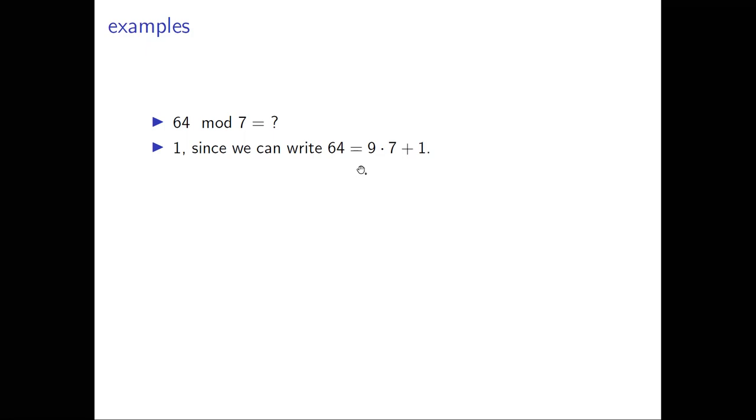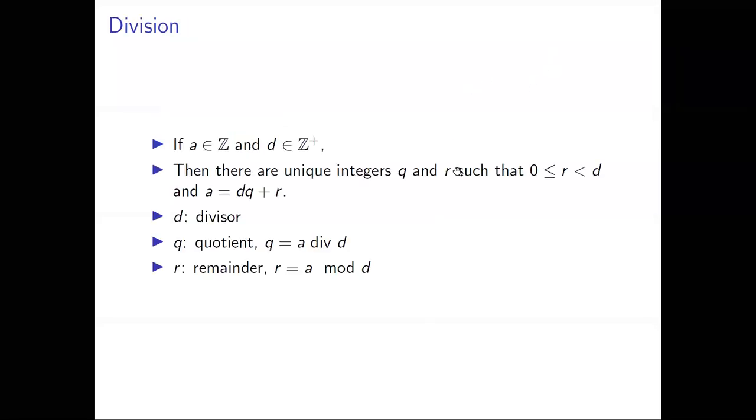And on the last slide, the claim in the bullet said that there is a unique way to represent 64 as the divisor 7 times some integer q plus r, where r is between 0 and 7, but not equal to 7. And so if we find any way to express 64 in that way, it must be the unique way, because there's only one way to express it that way. So again, on the last slide, we're using this fact right here, uniqueness. There's only one way to write A equals DQ plus R.